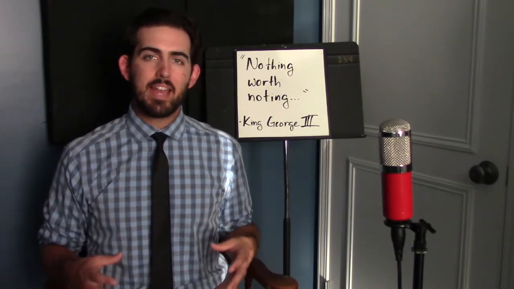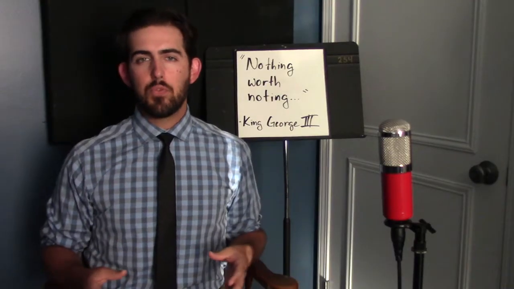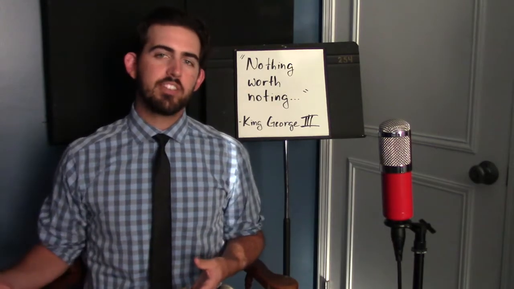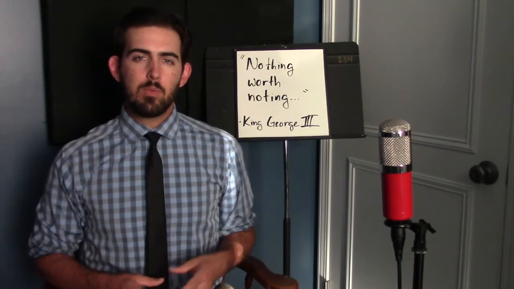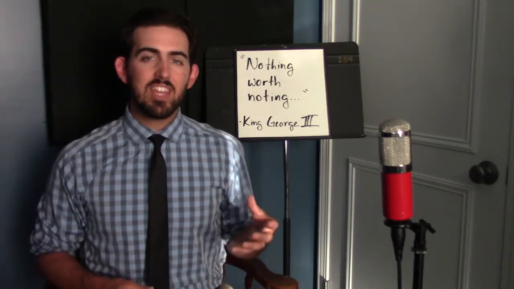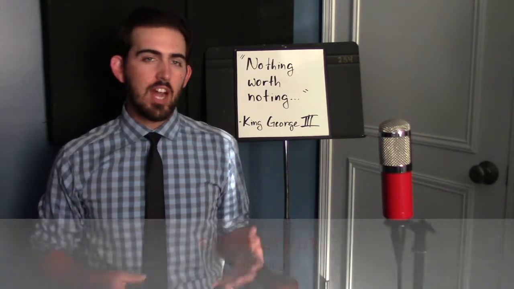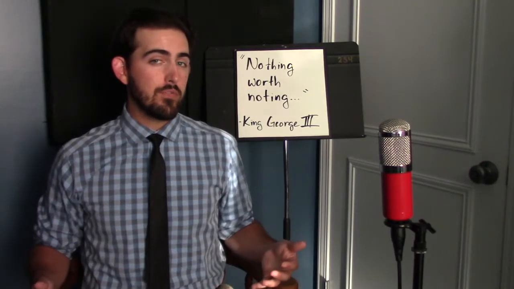This is our third big idea. Salutary neglect allowed for the emergence of democratic institutions across the British colonies, instilling a sense of self-government in colonial culture. When the colonies formed in North America, with no real presence or guidance from the British government, it was a given that they would need to establish local governments of their own. But the timing of the Enlightenment and the egalitarian nature of life on a new frontier pushed the colonists to establish a form of government different from their European forefathers: democracy.